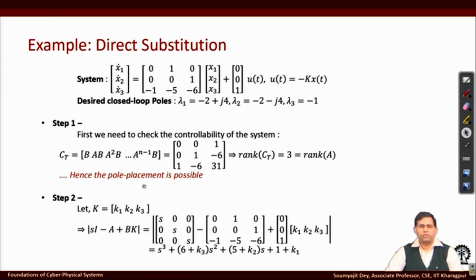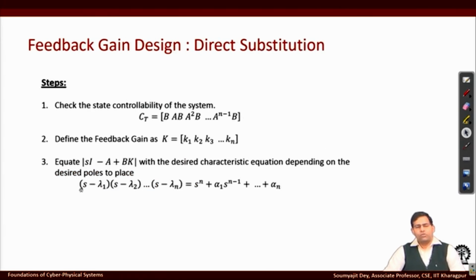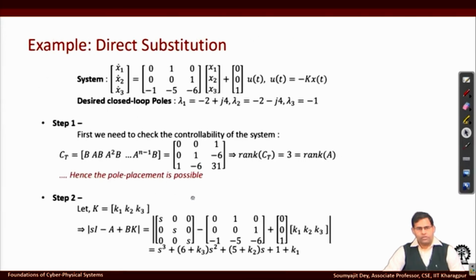Then we will say that the pole placement is indeed possible. Now let us go about doing these things. That means equating the characteristic equation with the desired one. So first we have assumed these unknowns k1, k2, k3 to comprise the controller K. So with this K, which is unknown, I can write this determinant, sI minus A plus BK.